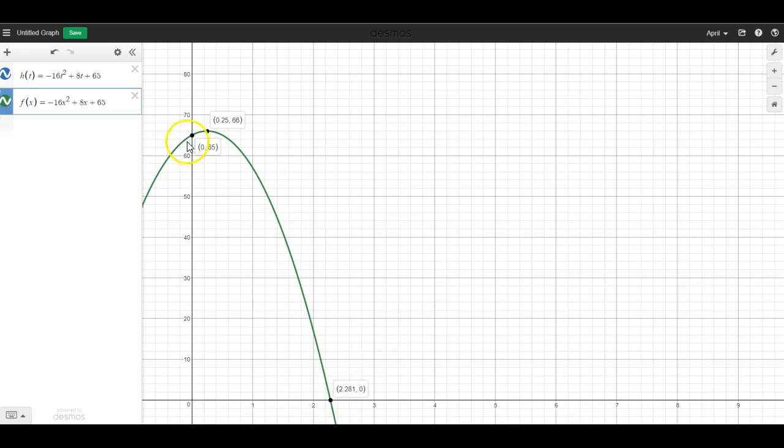So there are our key points on our word problems for our graphs. When we hit the ground, that's 2.3 seconds, we're at 0 feet because we hit the ground. We have the maximum after 0.25 seconds, we're at 66 feet, that's the highest the ball goes. And we have the initial value, we started at 65 feet in the air when we were at 0 seconds.